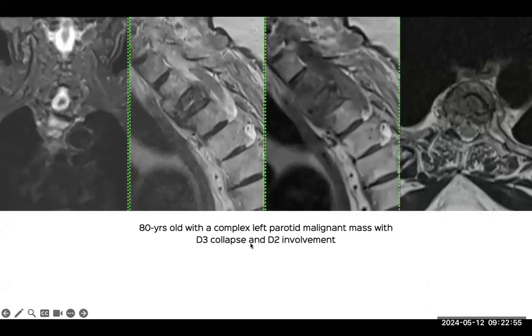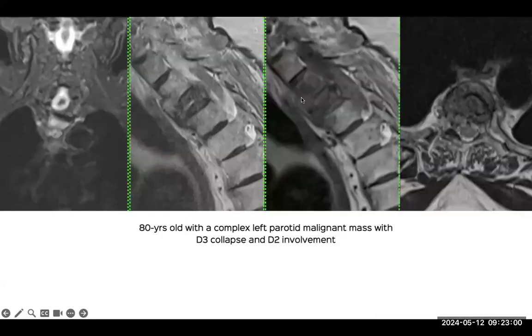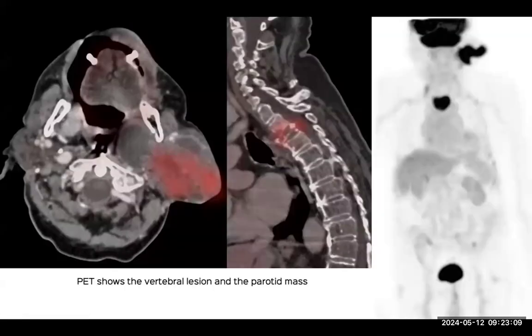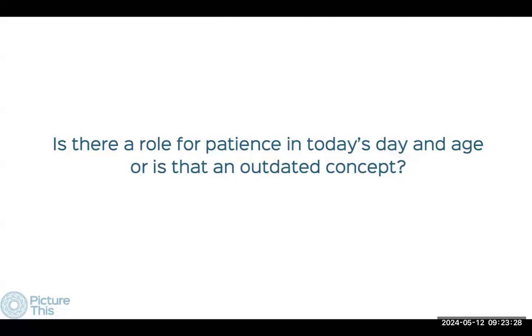This is an 80-year-old who has a complex left parotid malignant mass here, comes with a D2-3 lesion that was actually picked up on the PET CT. The question was, is this metastatic or not? And I biopsied this using a costovertebral approach, and this is TB, PCR and culture positive. So in a patient with a malignancy, suspected metastatic disease, this is infection that was actually incidentally picked up because the patient really was not symptomatic for that.